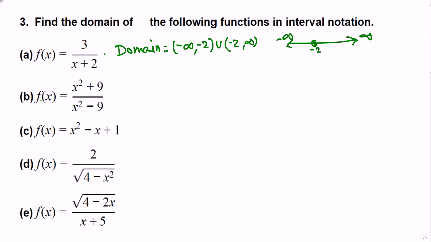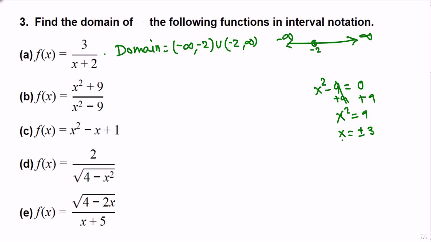Done. Part B, same thing: x square plus 9 over x square minus 9. The bottom should not be 0. So let's see for what values of x the bottom becomes 0. We have x square minus 9 equals 0. Solve for x, move 9 to the other side, x square equals 9. Take the square root of both sides. Using the square root property, x equals plus minus 3. The square root of 9 is 3, and the plus minus comes from the square root property.